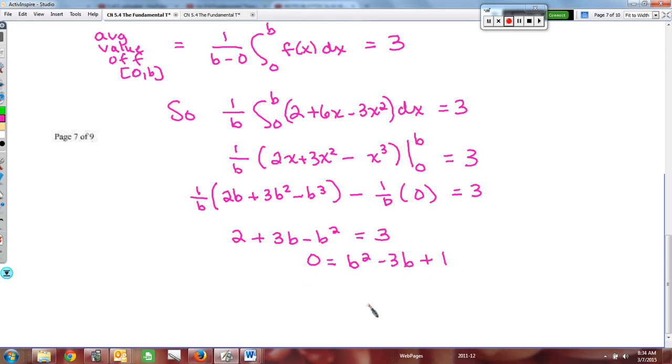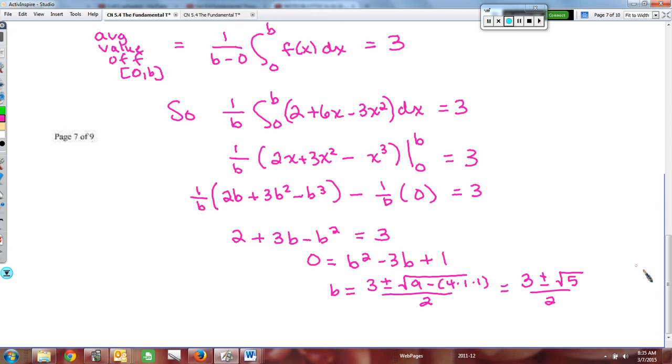It's not something that factors, so we can use our quadratic formula, and once we use our quadratic formula, we're pretty much straightforward and going to get our answer. Alright, so using the quadratic formula, our b would be equal to 3 plus or minus square root of 9 minus 4 times 1 times 1, all over 2, which is going to give us 3 plus or minus square root of 5 all over 2.